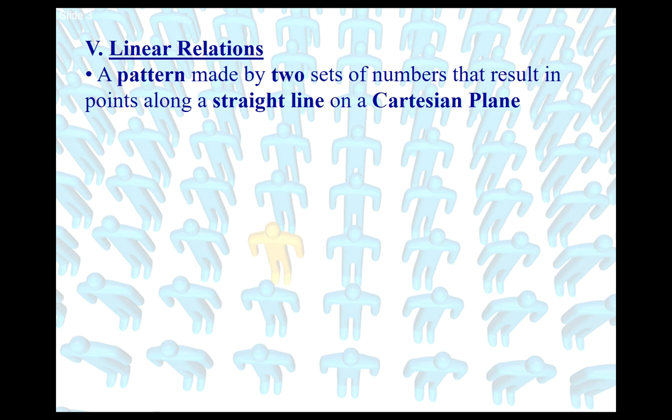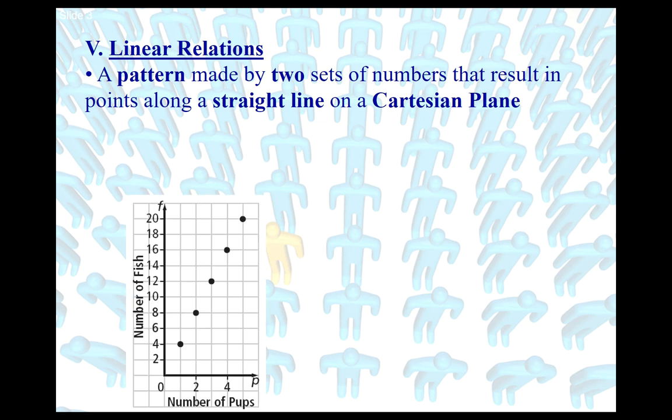A linear relation is a pattern made by two sets of numbers that result in points along a straight line on a Cartesian plane. Okay, so what this basically means is if you look at a pattern and you can actually plot the data on a Cartesian plane, you should be able to put a straight line through it. Okay, so here's an example of one.